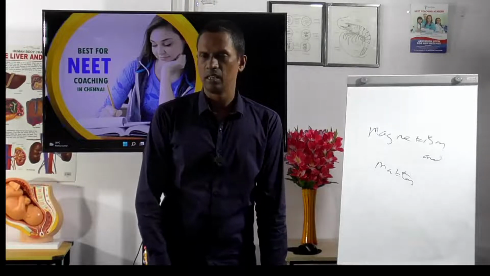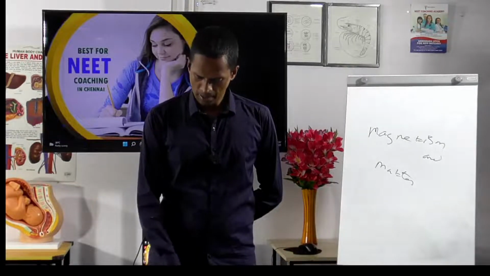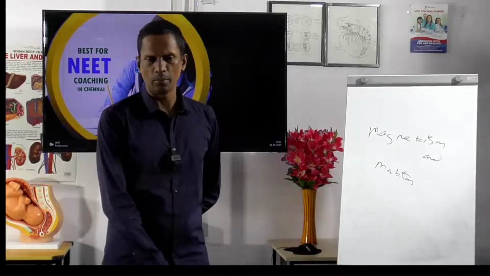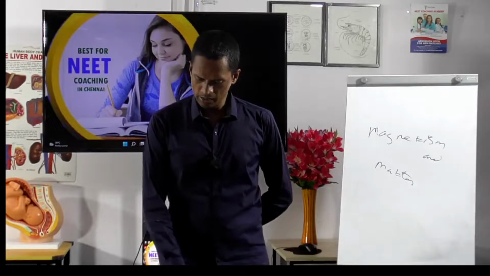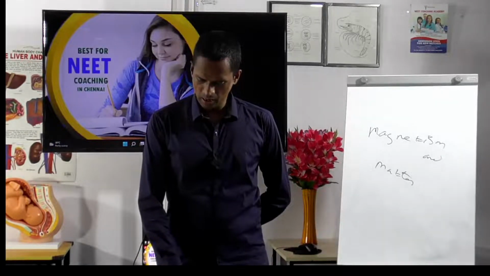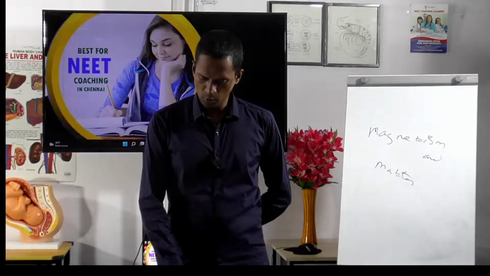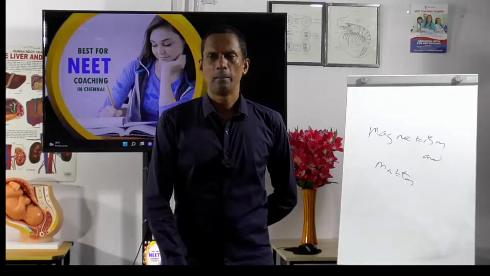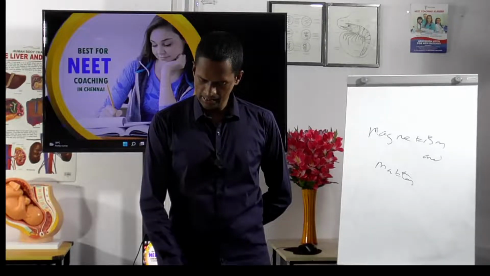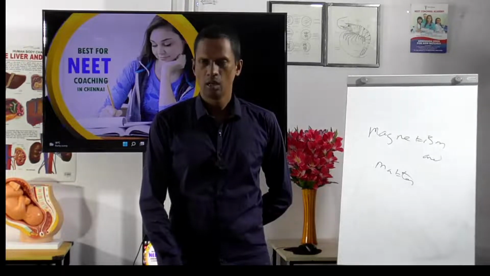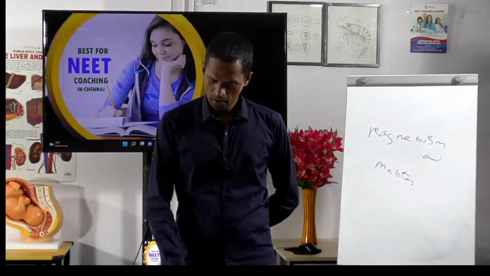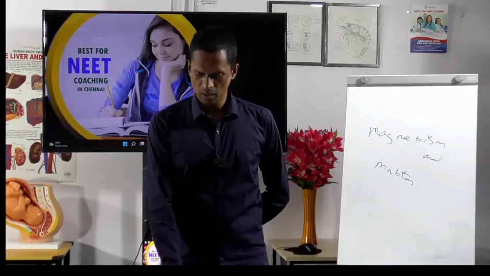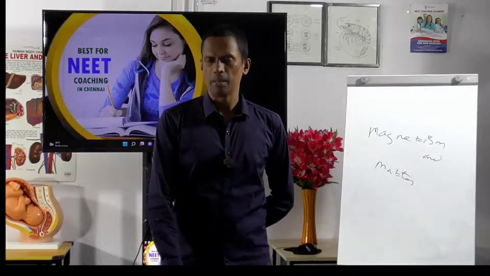The value I gave: M is equal to C B0 by T. Magnetization is given by C into B0 by T. M is magnetization, C is the Curie constant, B0 is the magnetic field strength, and T is the absolute temperature.